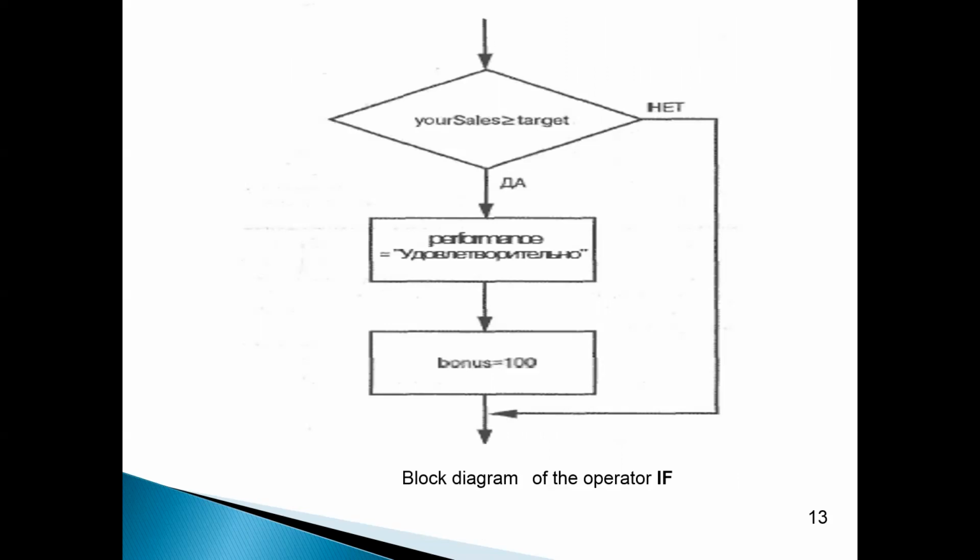Next slide, you can see the block diagram of the operator if. You can see the condition, your sales more or equal target. If yes, then performance satisfactory, and next block, bonus equals 100. If no, then the rest of this code. Okay.